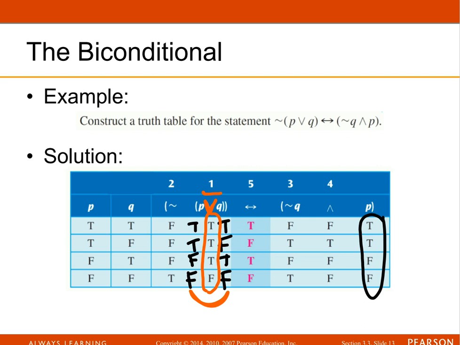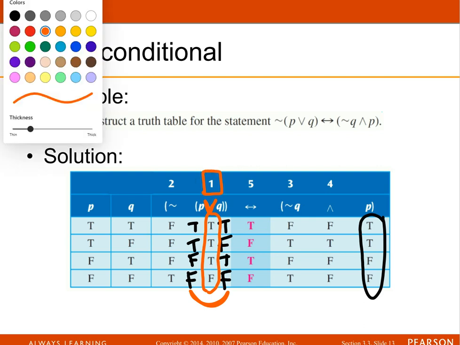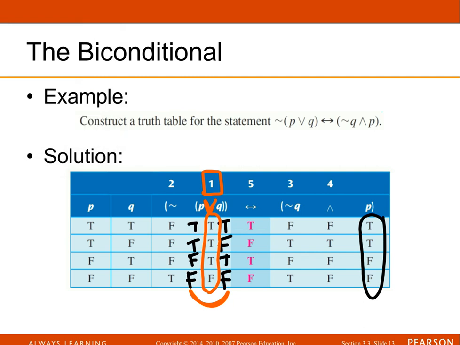Then they went and did step two, which is here. That is the negation of what you just did in the parentheses. So to get this column, you have to look at the orange one and negate it. Since the orange one is true, true, true, false, this one becomes false, false, false, true.